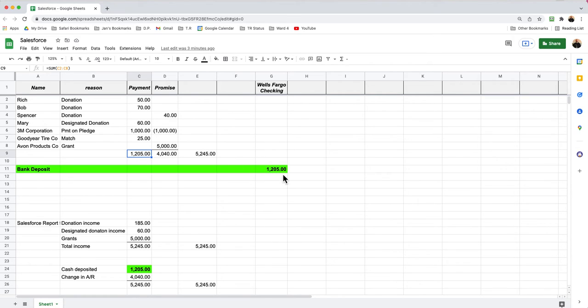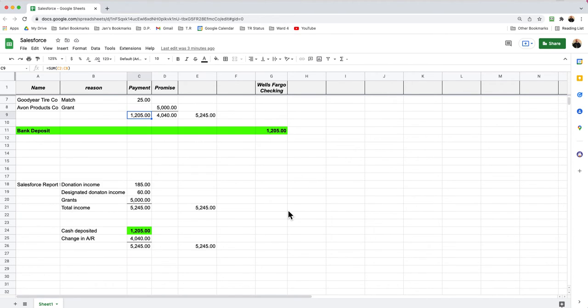I would assume somebody's going to check that. This could also come through other means of direct deposit. For instance, Benevity would direct deposit the money. But one way or the other, we know the cash got there and it matches the total of the transactions that we've posted in Salesforce.